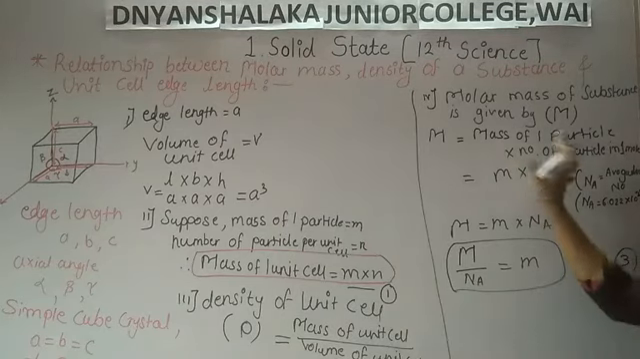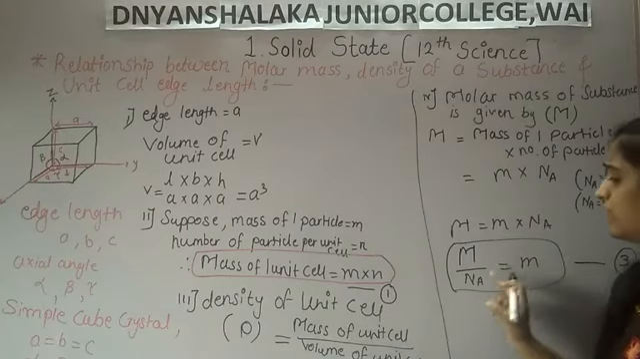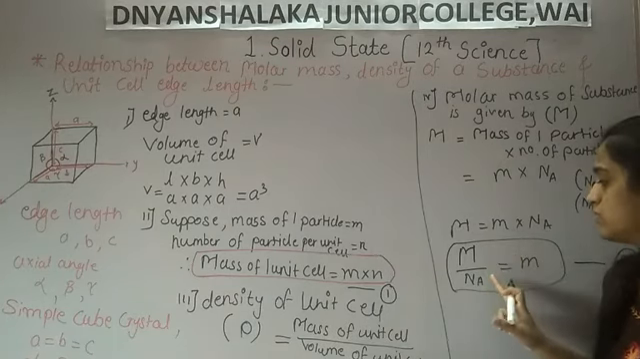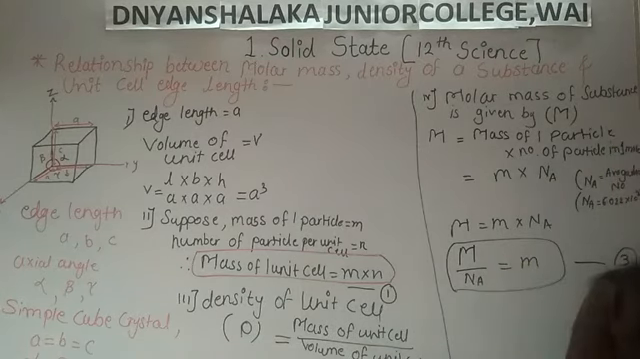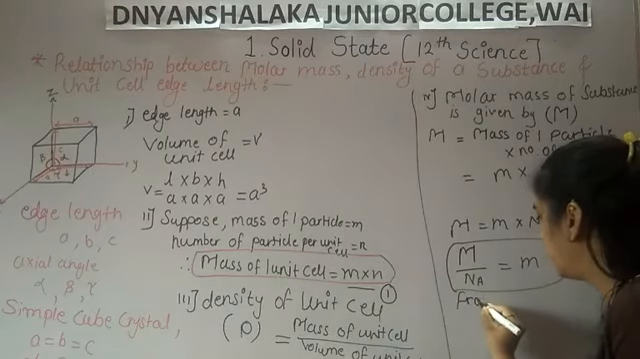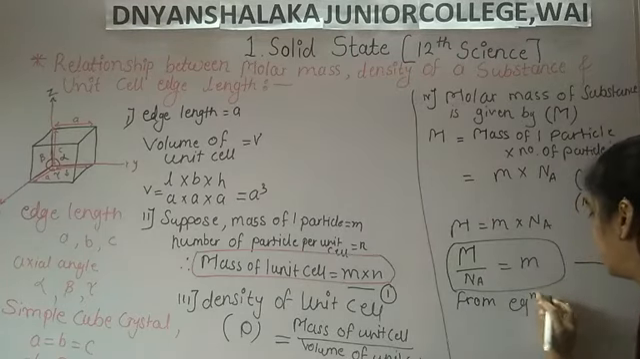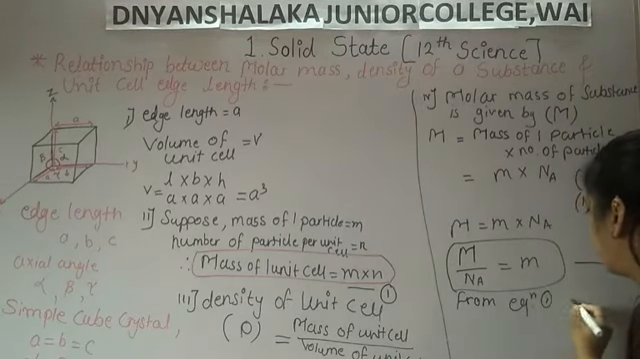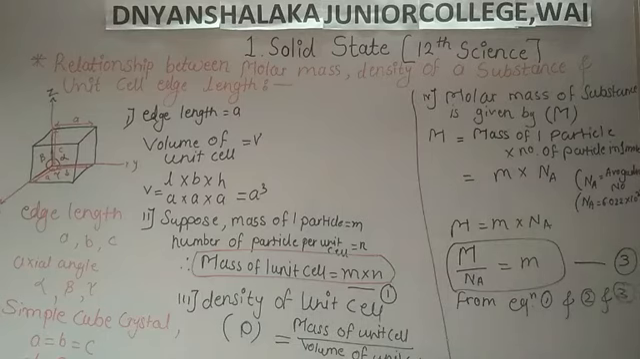Small m means mass of one particle. So we have to find out a mass of one particle. So we get a formula: molar mass of substance upon Avogadro number. And this formula we also study in 11th standard. Next, from equation first, second and third, we get a new equation.